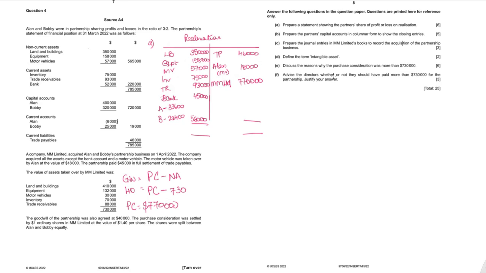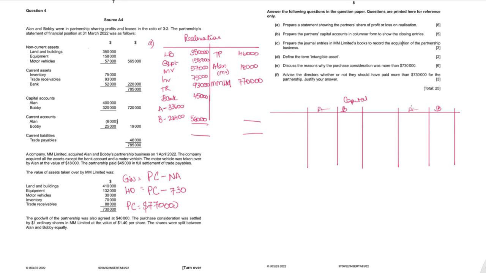Part B, prepare partners capital account in a columnar format. So capital account, both sides we'll have column for Allen and Bobby. Starting with the balances brought down. From the balance sheet, balance brought down is 400,000 for Allen, 320,000 for Bobby. And the current accounts will also be transferred to the capital account in case of dissolution of the firm. So credit side B's current account, which is Bobby's current account, 25,000.